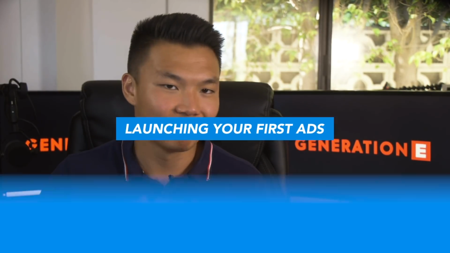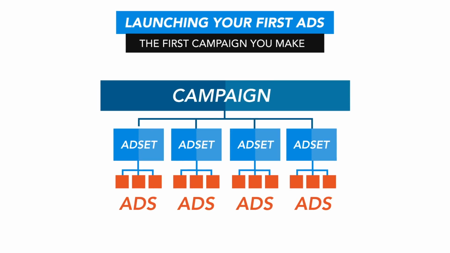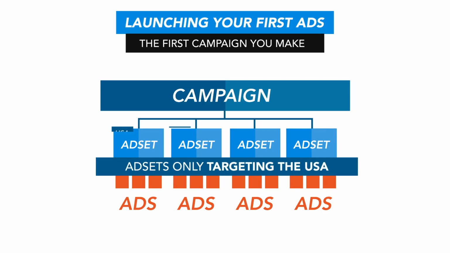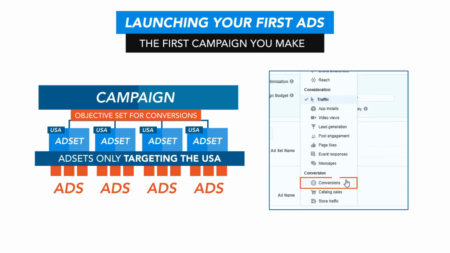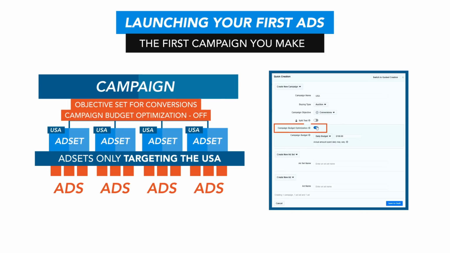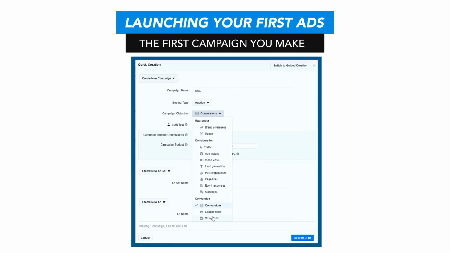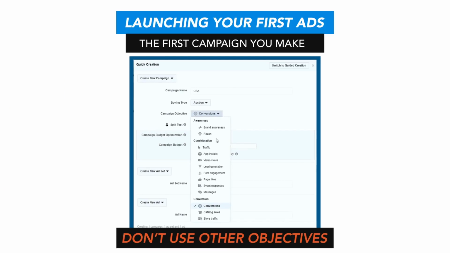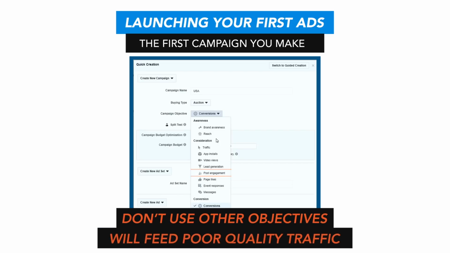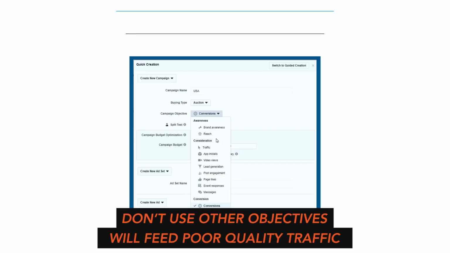Anyways, let's start with launching your first ads. Like I said, the first campaign you make should have ad sets only targeting the USA. The campaign itself should have its objective set for conversions and have campaign budget optimization turned off. It's important that you don't use other objectives like page post engagements, because a lot of objectives will feed poor quality traffic to your pixel.